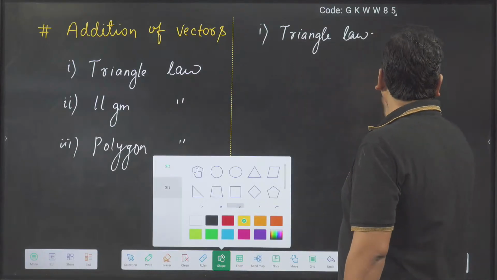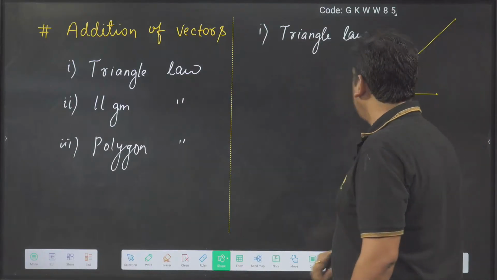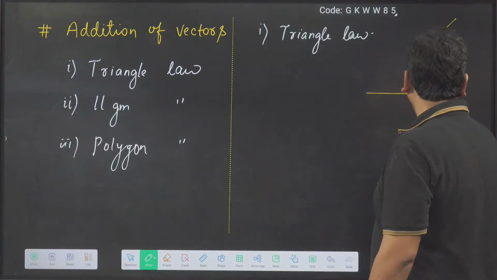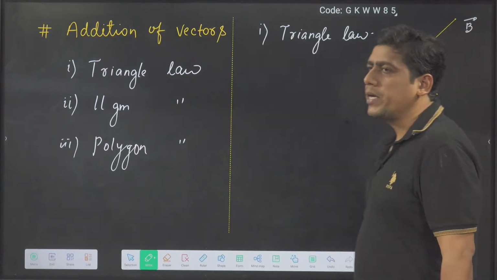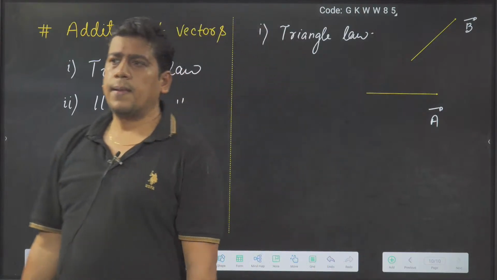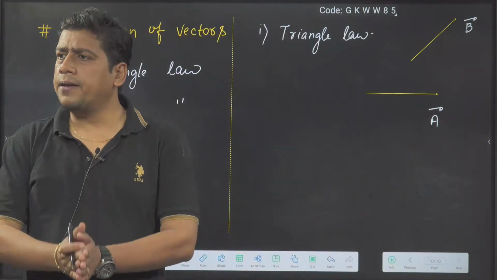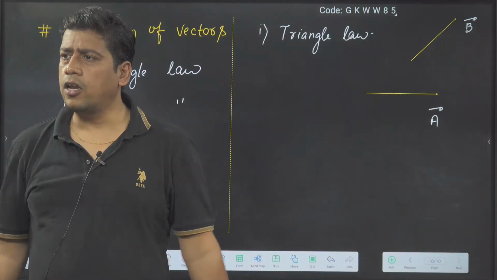Dekh bhai, let's say there are two vectors, anywhere in the plane, you don't worry. This is A vector, this one is B vector. Okay? A vector and B vector, are we ready? Chale, triangle law start kare.